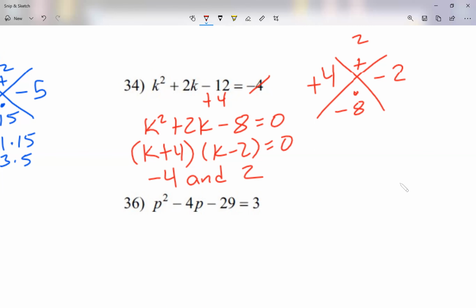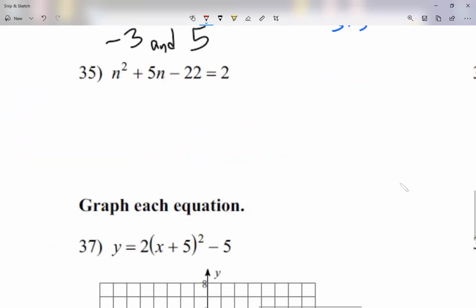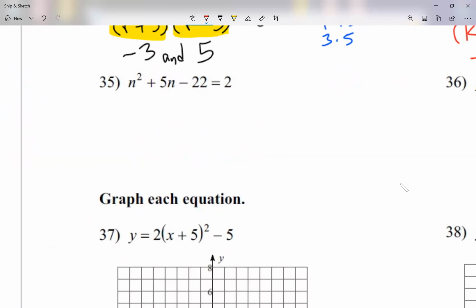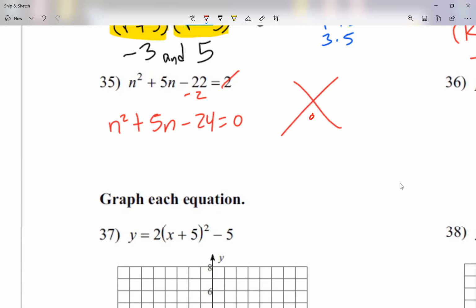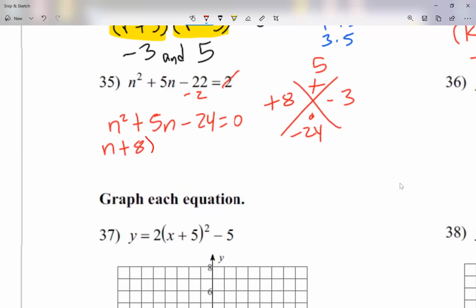Take a look at question number 35. This positive 2, let me bring it to this other side as a negative 2 because I need the right side to be 0. So I get n squared plus 5n minus 24 is equal to 0. I'm looking at two numbers that multiplied equals negative 24, but when I add my numbers is equal to 5. And I'm going to say positive 8 and a negative 3. So when I factor this, I get n plus 8, n minus 3.